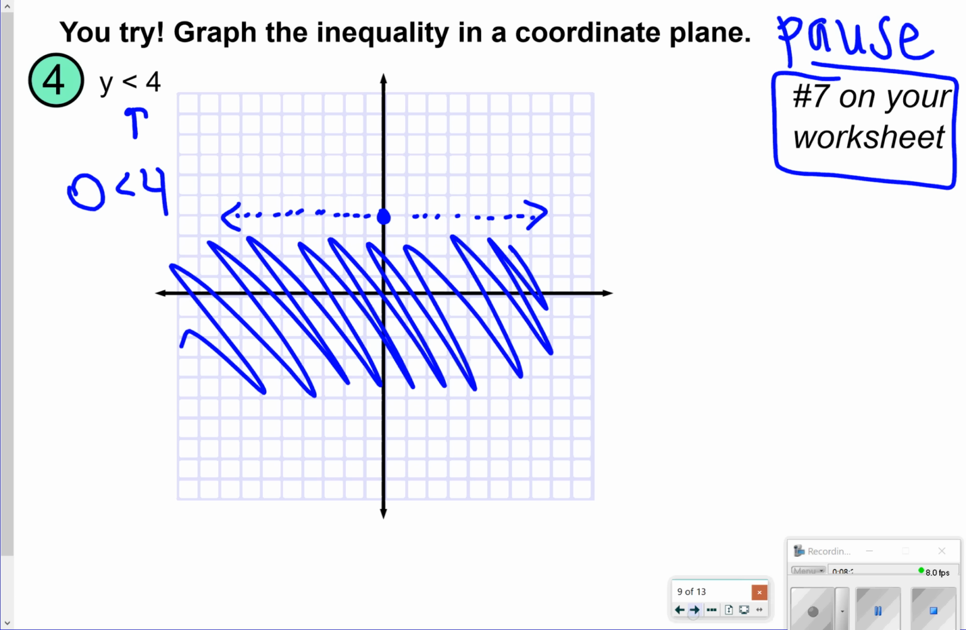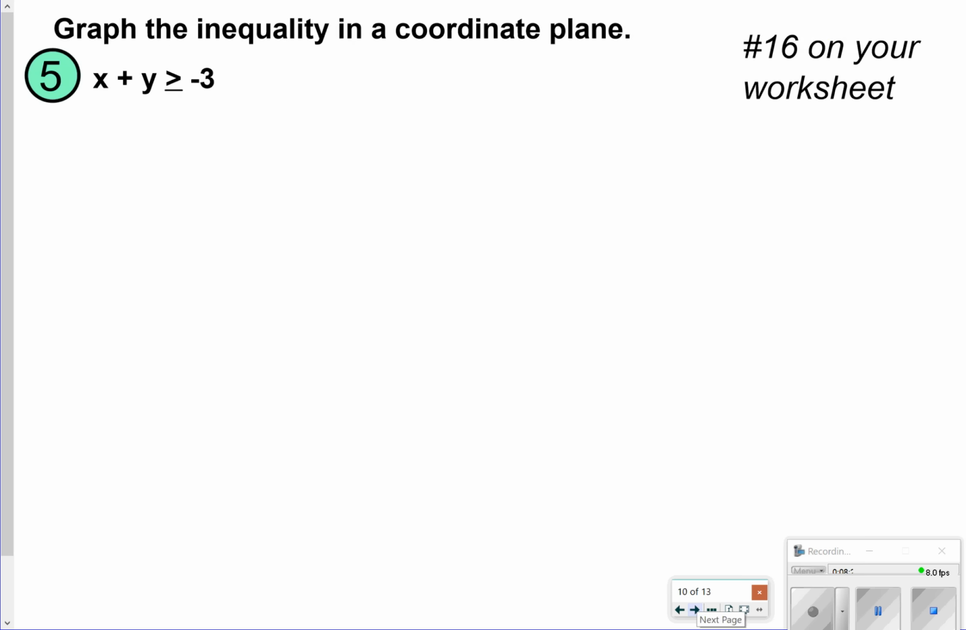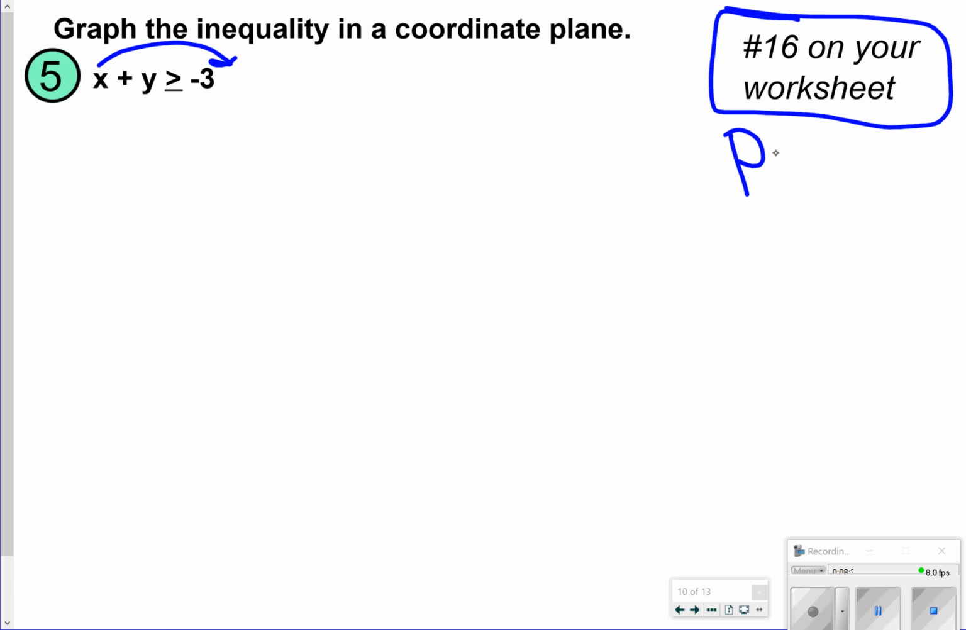Okay. The next one, you have this one. It is number 16 on your worksheet. So go ahead and look at number 16. Maybe write it in slope-intercept form. So bring that x over on the other side. And then once you're done, click play. I'm going to go ahead and pause and get my graph ready here.